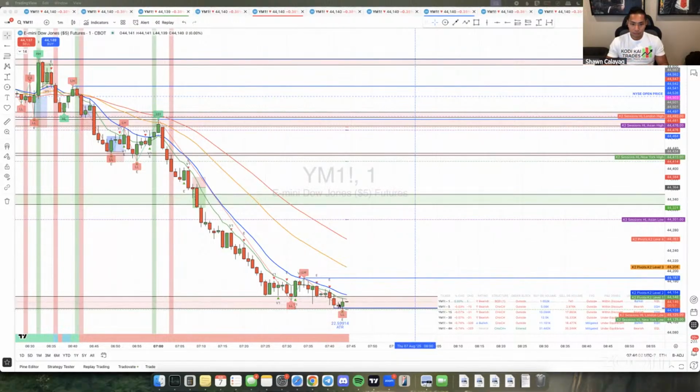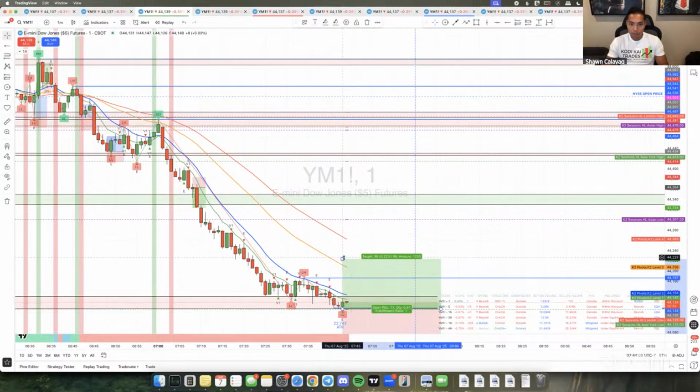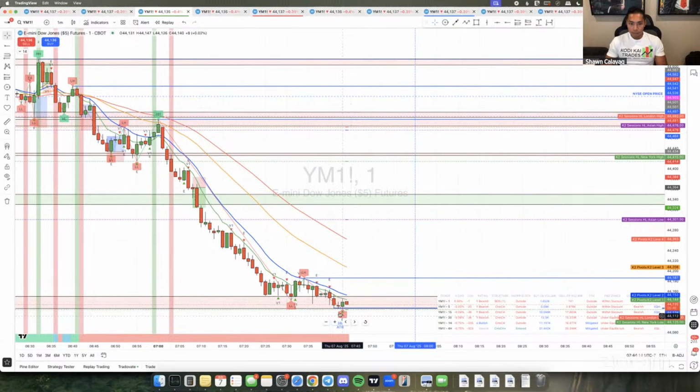All right, Sam over here got in for that sweep right there, got in and out very quickly for 15 points. Nice work, Sam. Yeah, so there goes that sweep we were talking about, guys. Sweep happened right there at the 44,125 and hit his target really quick. Nice work, Sam. So nothing for me to take right now.